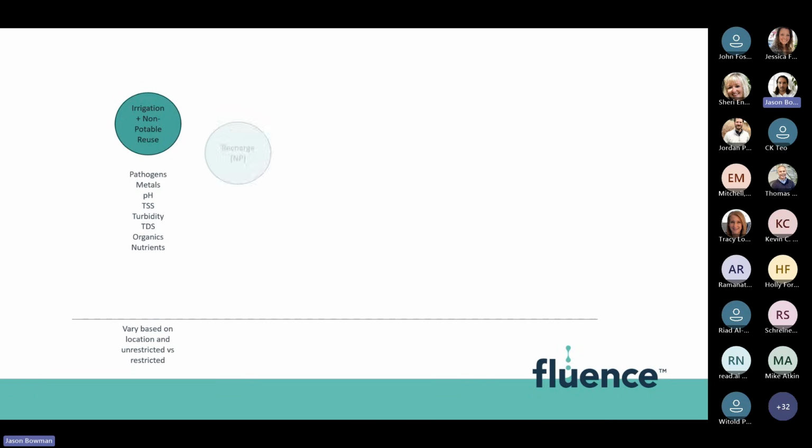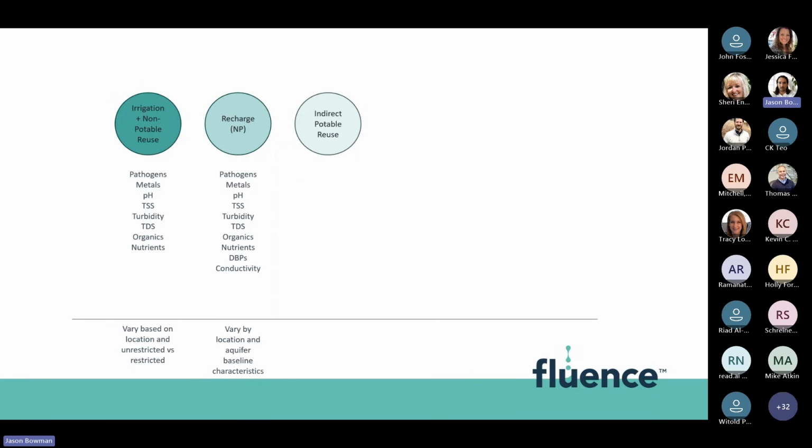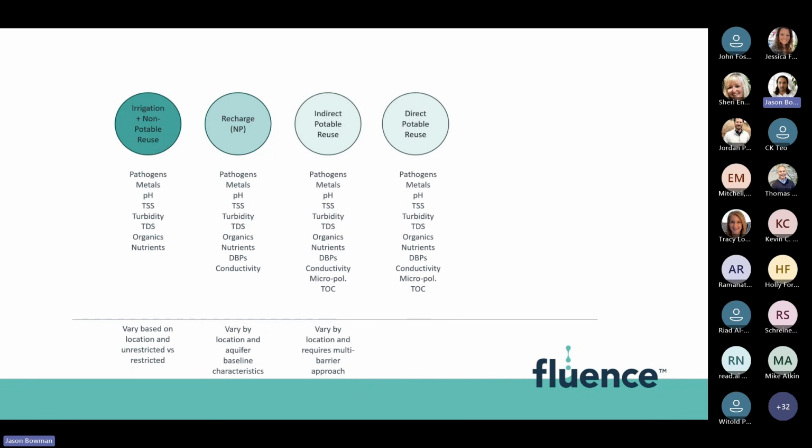Moving beyond irrigation and non-potable reuse gets interesting. There are essentially four directions that most factories will consider. So these are non-potable recharge, indirect potable reuse, direct potable reuse, and product reuse. And in each situation, if we look at this table and as we move from the left side of the table to the right side of the table, the level of pollutant removal increases significantly.